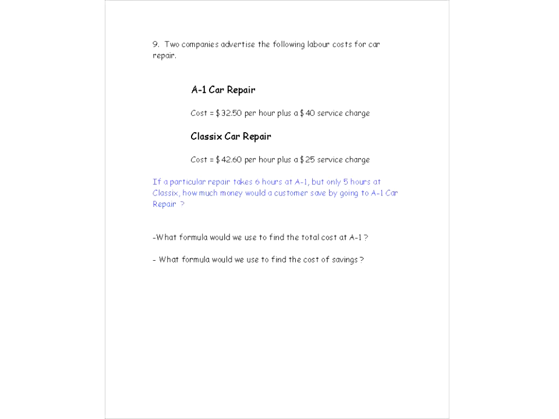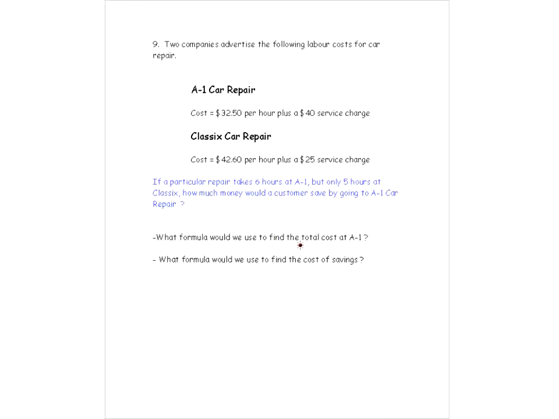So this question says, 2 companies advertise the following labor costs for car repair. So we've got A1. This here is their setup, Classic, and this is their setup, their fees. Now it says if a particular repair takes 6 hours at A1 but only 5 hours at Classics, how much money would a customer save by going to A1 car repair? So what I want to ask you guys is just some questions that will help us kind of focus on this.